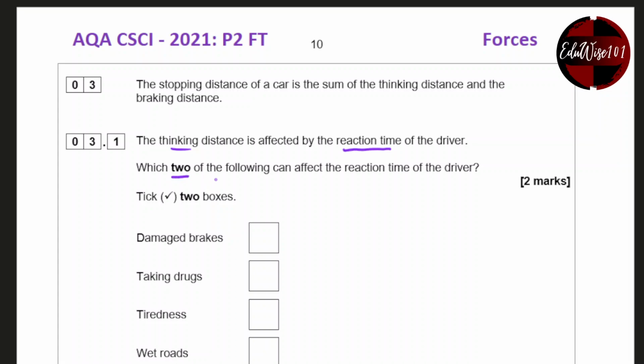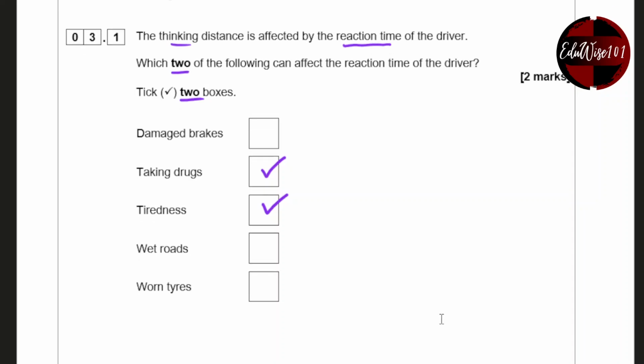Which two of the following can affect the reaction time of the driver? Tick two boxes. Now, the reaction time of the driver is going to be affected by anything to do with the driver itself. So, damaged tires is to do with the car. Taking drugs is to do with the driver. Tiredness is to do with the driver. Wet roads and worn tires are not going to affect the thinking distance.